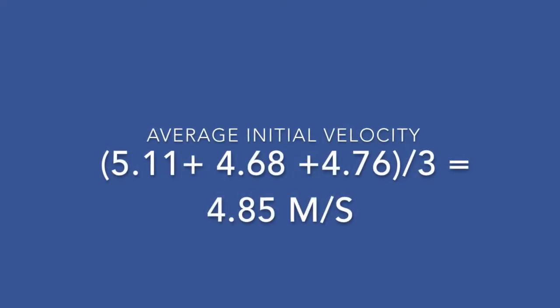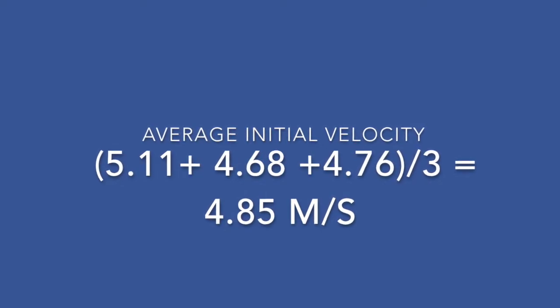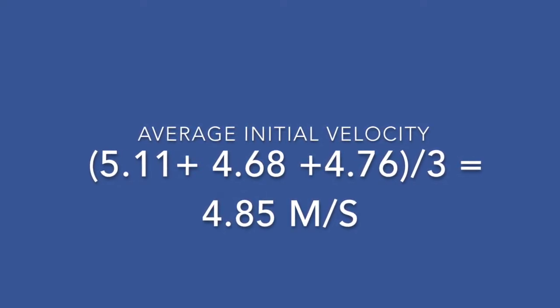Now for the average initial velocity, we took all 3 trials' initial velocities and divided by 3 to get 4.85 meters per second.